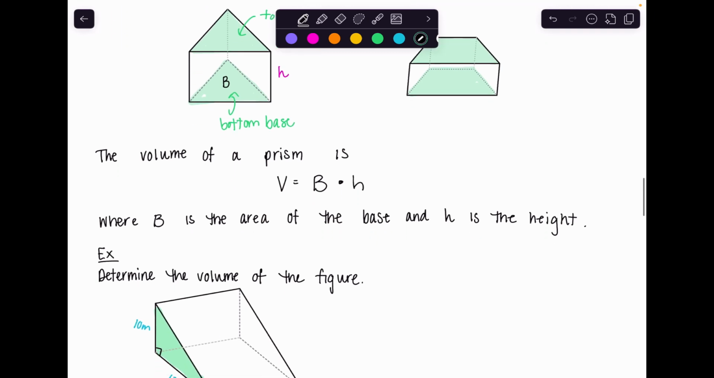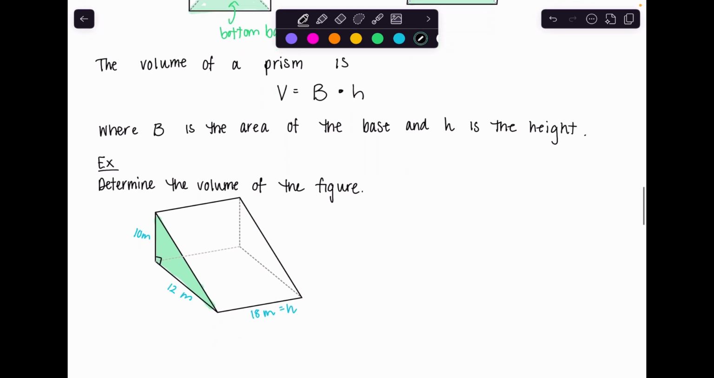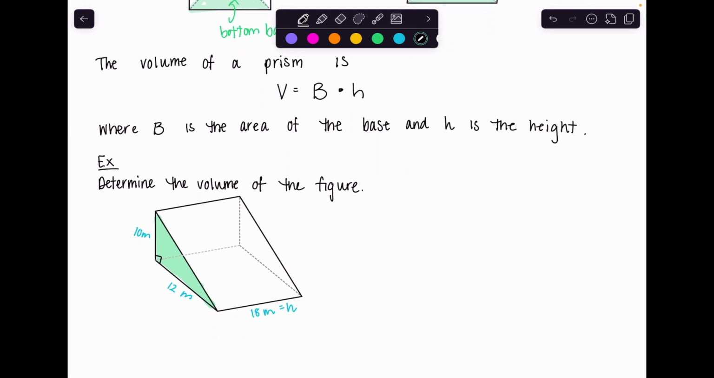So let's try an example of this one. We're going to determine the volume of this particular figure. So if I look at this, it's kind of shifted, but I notice that I've got a triangle here, which is a right triangle. And then this one is exactly the same. So my base in this case is a right triangle. So it's really kind of like a nice wedge, a wedge cheese, a doorstop, whatever you want to call it.